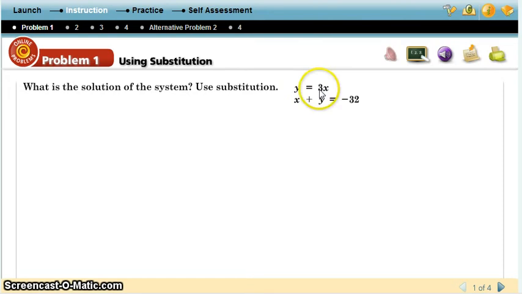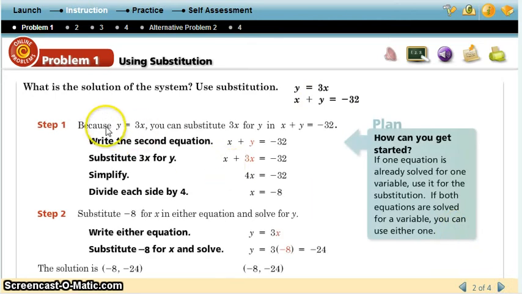Since we know that 3x represents our y, then when we move to our second equation here, we have x plus y equals negative 32. Well, we know what y is. We know that 3x represents y. So instead of writing a y here, we could in fact make this a 3x. So we would just scratch out this y and put a 3x here. So that's what they've done here in step one. Since we know what y equals, we substitute it in. So in place of y, in our second equation, we're going to put 3x.